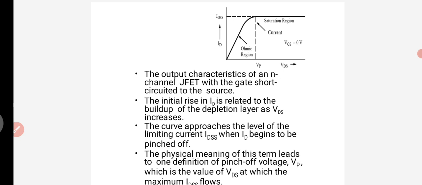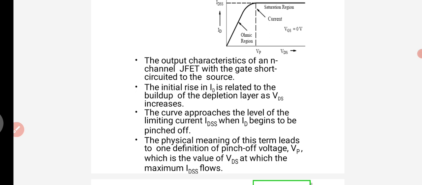The initial rise in ID is related to the buildup of the depletion layer as VDS increases. When VDS increases, ID will slowly increase, which builds up a depletion layer, and that increases ID slowly.